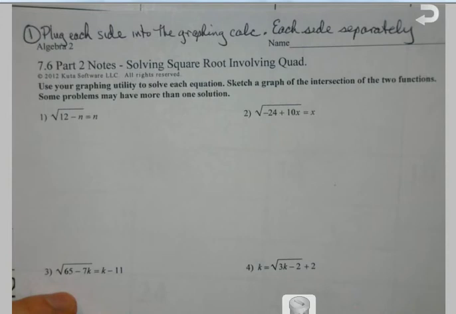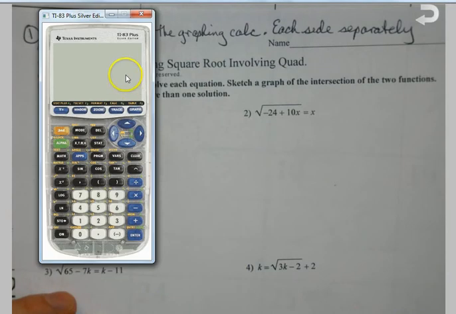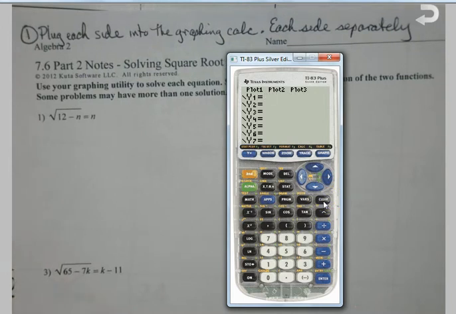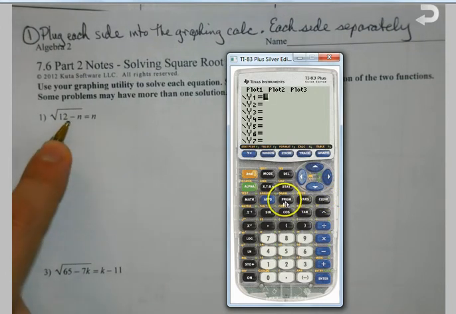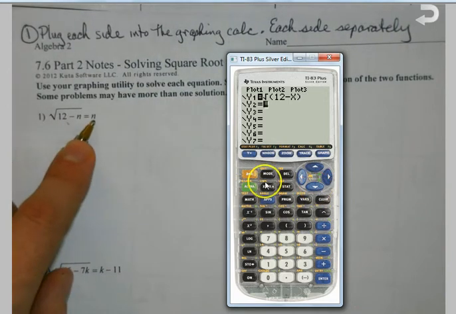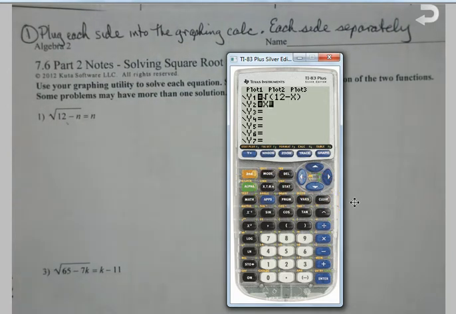So while some of you are jotting that, I'm just going to let you see what that's going to look like here at the start so you can see what I'm talking about. For instance here, I would take the left side, which is the square root of 12 minus n, and I don't have an n, so I'll just use x. And then my second line is just going to be the other side, which is just x. So I'm literally taking each side of the equation and making it its own equation in my graphing calculator.